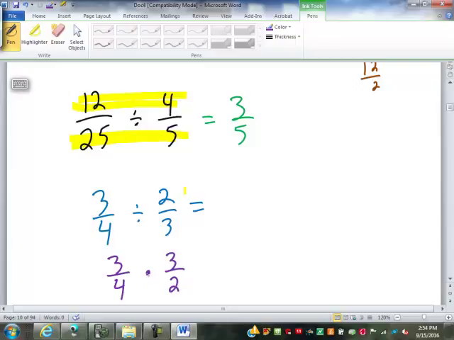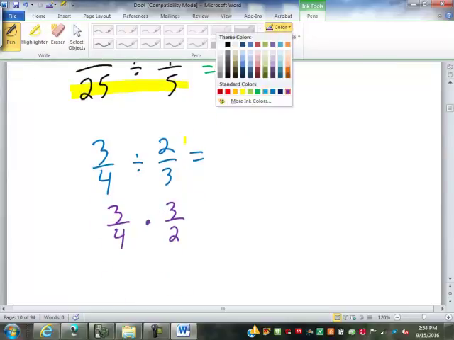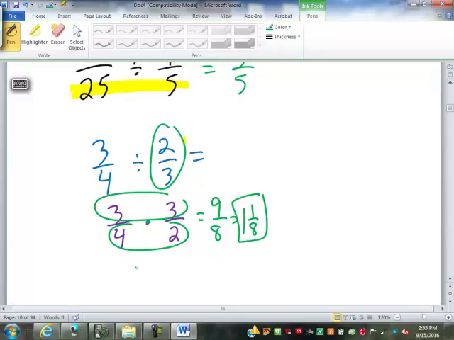Some of you were taught something called the crisscross or zigzag method. That's just a shortcut for doing the multiplying by the reciprocal. I don't like that because it makes a lot of mistakes. But if that's the way you're taught, go ahead and do it. So we take the reciprocal of this second number. The reciprocal means you just flip it over, exchange the numerator and denominator. So 2/3 becomes 3/2. And then we multiply. So 3 times 3 is 9. 4 times 2 is 8. 9/8 or 1 1/8.